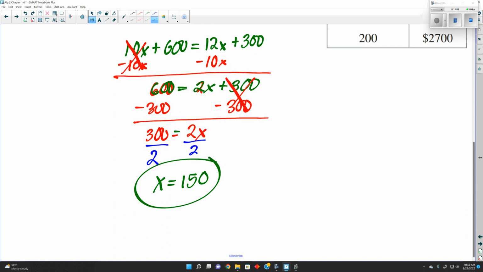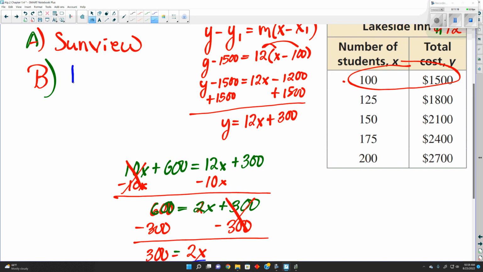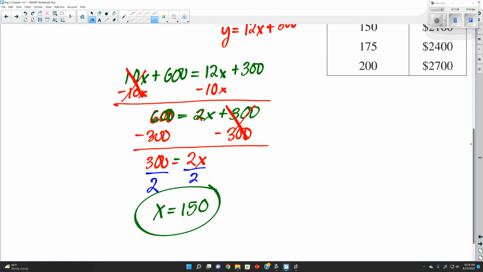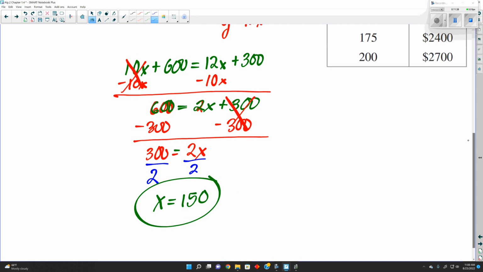So how many students do we need for these two to be the same? 150. So the cost for the two venues are going to be the same at 150 students. Any questions on this here so far? Any questions on any of this here so far?